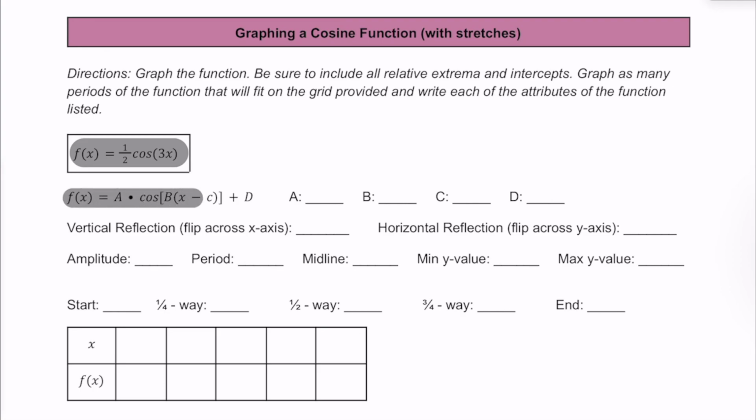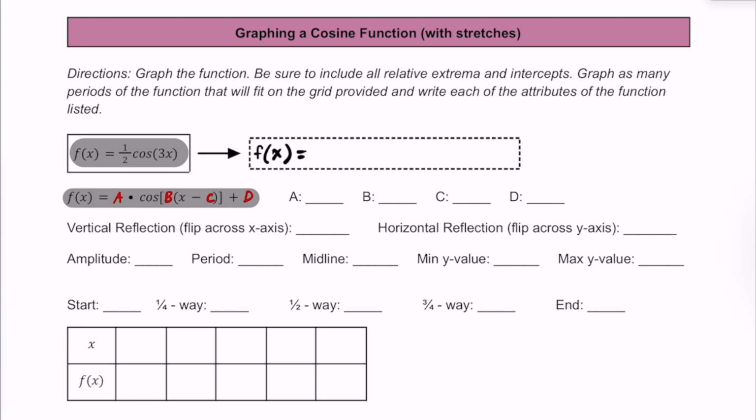Now remember, it's important to know our formula for cosine functions. And if we can identify our a, b, c, and d values, that can help us understand how to graph this function better. So let's go ahead and rewrite our function so we can identify our a, b, c, and d values. So right off the bat, we have this value of 1/2 in front. That's going to be our a value. It's going to be 1/2 multiplied by cosine.